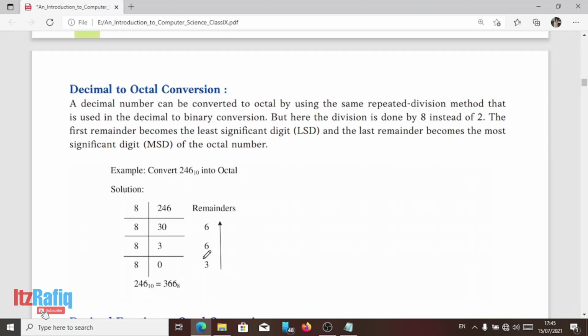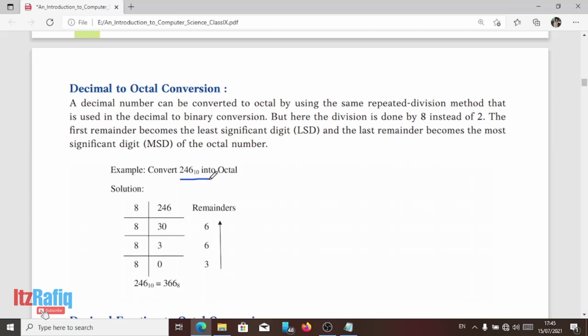Now let's move to another conversion, decimal to octal. As in binary we are dividing the number by 2, in decimal to octal we will divide the number by 8. In a decimal number you write the base as 10, and in an octal number you write the base as 8. So we have to convert 246 into an octal number. First we'll divide 246 by 8. In 24 it goes 3 times, and 6 cannot be divided, so here 0. The remainder is 6, and you write the remainder on the right-hand side.